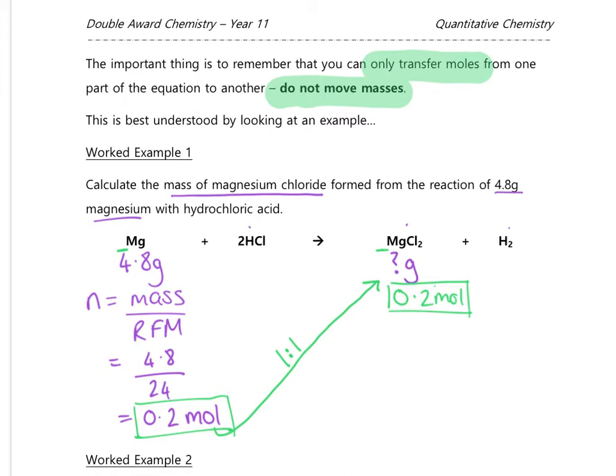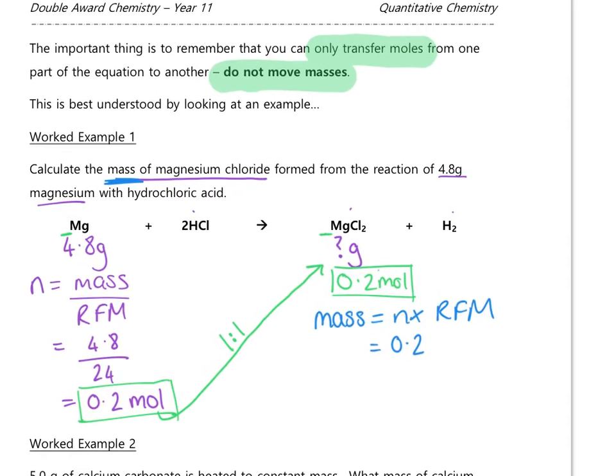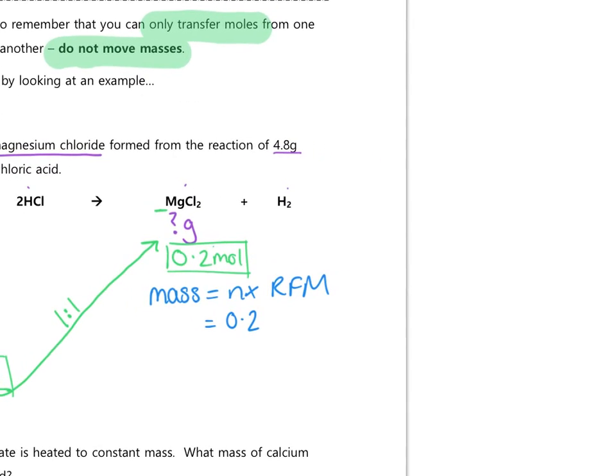But the question asks me to work out the mass of magnesium chloride. So I need to use my mass equation, mass equals n times RFM, to convert that number of moles of 0.2 into grams. I need to work out the RFM of magnesium chloride in order to do that. And perhaps we can work that out off to the side here. If you have room, write it down somewhere on your page.